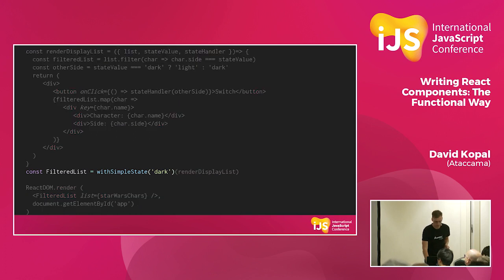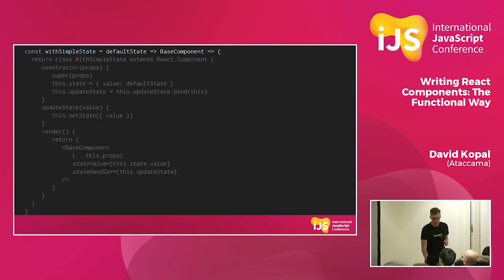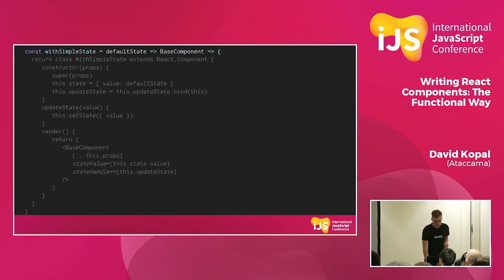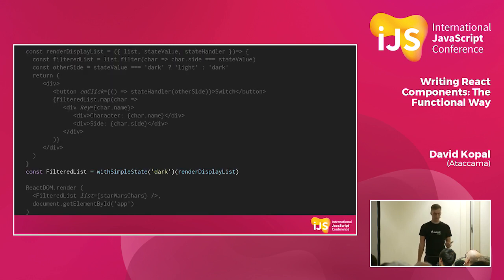So we can take a look at how it works. We first pass the dark string, which is a configuration string, to the with simple state. And when we do that, we get the specialized higher order component with the string inside the closure. And now we get back a higher order component that is waiting for the base component to be passed. So we pass the render display list component. Now we get back a class component that is waiting for the props to be passed. And we store this as a filtered list.